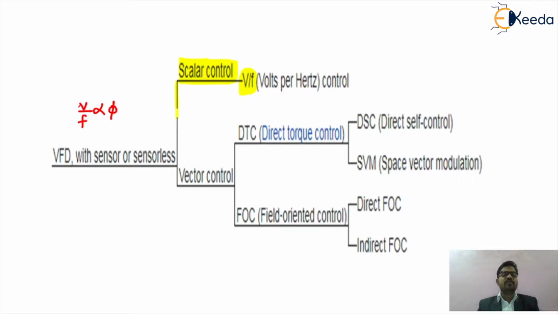Another type of advanced control technique is called vector control, and this control technique is classified into two categories. The first one is called DTC. What do you mean by DTC? DTC is the direct torque control scheme. This direct torque control scheme is again classified into two: DSC, that is direct self control, and SVM, that is space vector modulation technique. So friends, these are the various types of direct torque control in the vector control scheme.